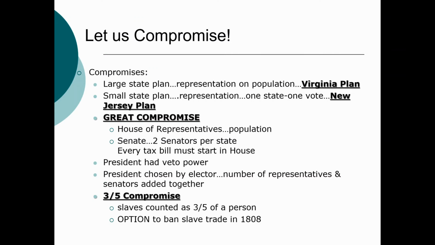The northern states are like, y'all are ridiculous. They're your slaves. Like, we're not going to count them as any people. Eventually, they'll create the 3/5 compromise, which will allow slaves to be counted as 3/5 of a person, and it will give the option to ban the slave trade by 1808.